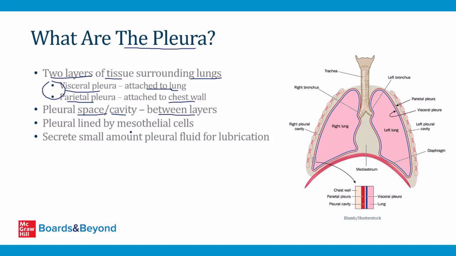Now, the pleura are lined by a single layer of cells called mesothelial cells, and they normally secrete a small amount of pleural fluid for lubrication of the two layers of the pleura. So later we'll talk about excessive fluid, that's called a pleural effusion, but in normal healthy lungs you can still find a very small amount of pleural fluid, which is there simply for lubrication.